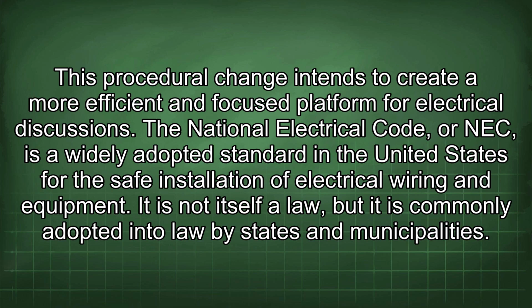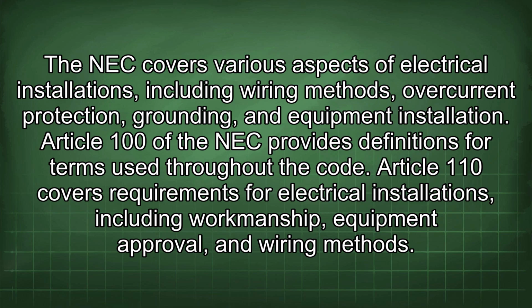The National Electrical Code, or NEC, is a widely adopted standard in the United States for the safe installation of electrical wiring and equipment. It is not itself a law, but it is commonly adopted into law by states and municipalities. The NEC covers various aspects of electrical installations, including wiring methods, overcurrent protection, grounding, and equipment installation. Article 100 of the NEC provides definitions for terms used throughout the code. Article 110 covers requirements for electrical installations, including workmanship, equipment approval, and wiring methods.